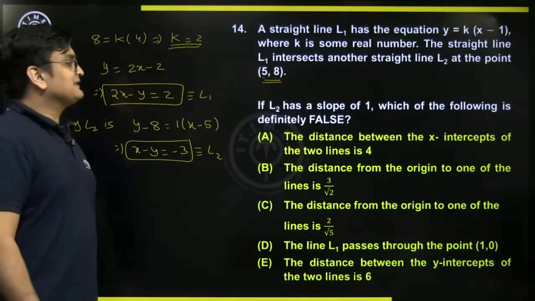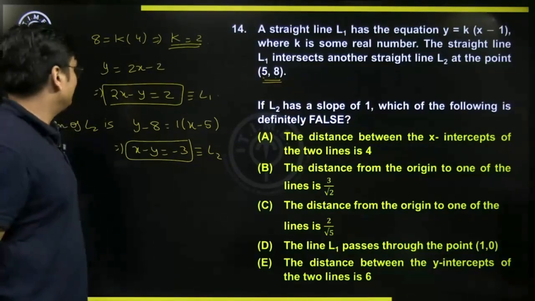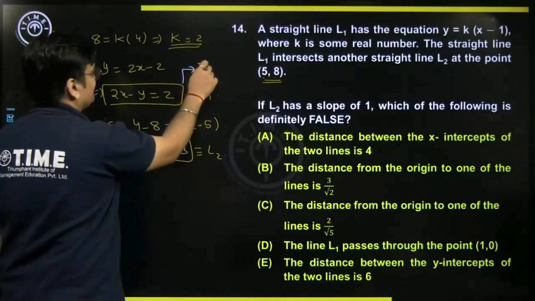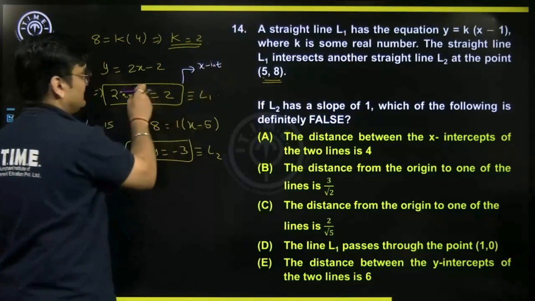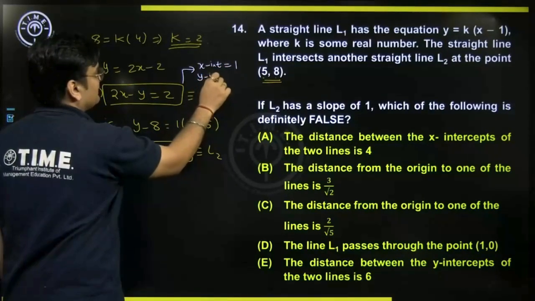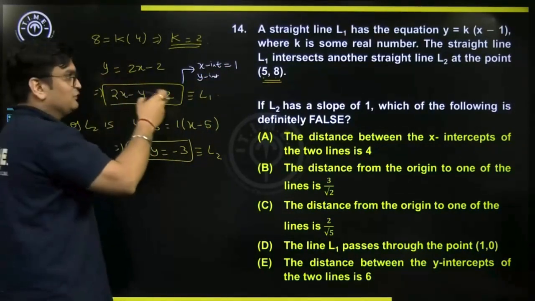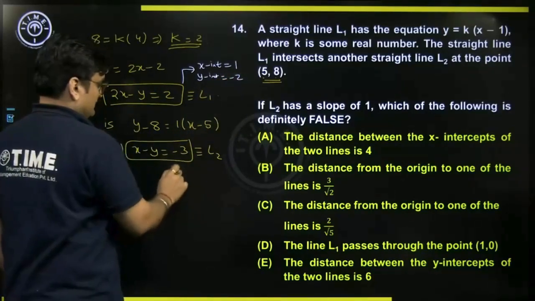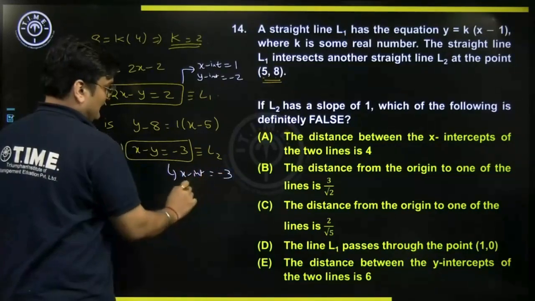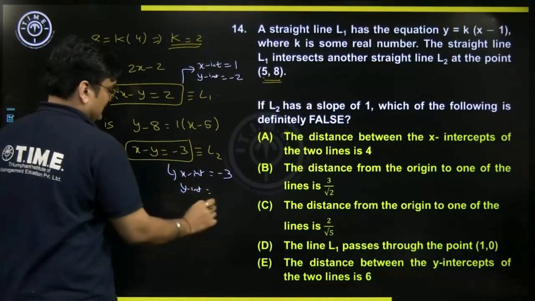The distance between the x-intercepts of the two lines is 4. Let's check. So here what is the x-intercept? For this, x-intercept is obtained by putting y equal to 0 is 1, and y-intercept is obtained by putting x equal to 0 is minus 2. Here what is x-intercept? Minus 3, and y-intercept is 3.